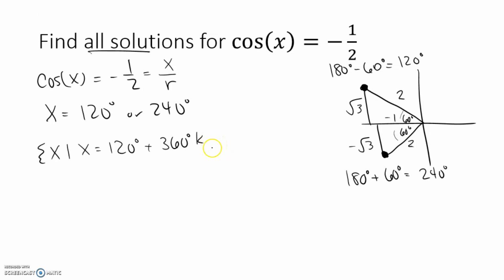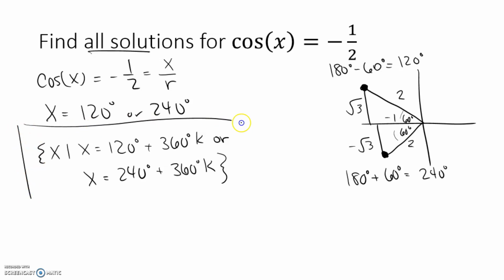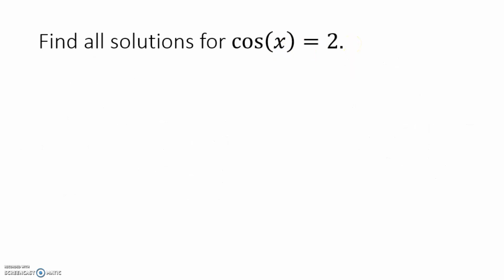And then we have another one. So x is equal to 240. At this point right here, to get back to that point, you just keep adding 360 to it. So plus 360. And this right here would be your entire solution set for cosine x is equal to -1/2.